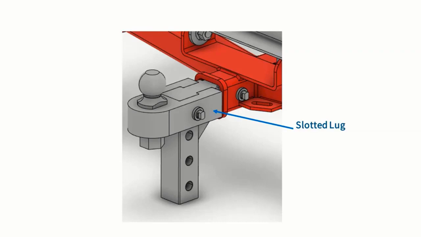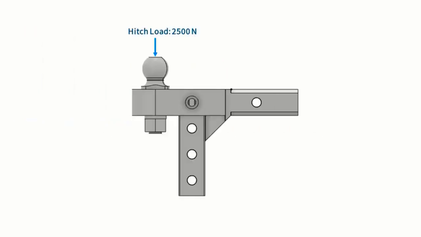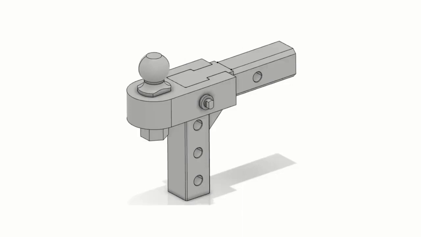In the video, Basics of Element Selection, we showed you the logic behind designing the mesh for this component. In this video, we will show the exact steps to creating this model in 3D Experience. The hitch must support a 2,500 Newton hitch load and a 26 kilonewton pulling load. We need to decide how we are going to restrain and load the slotted lug component.